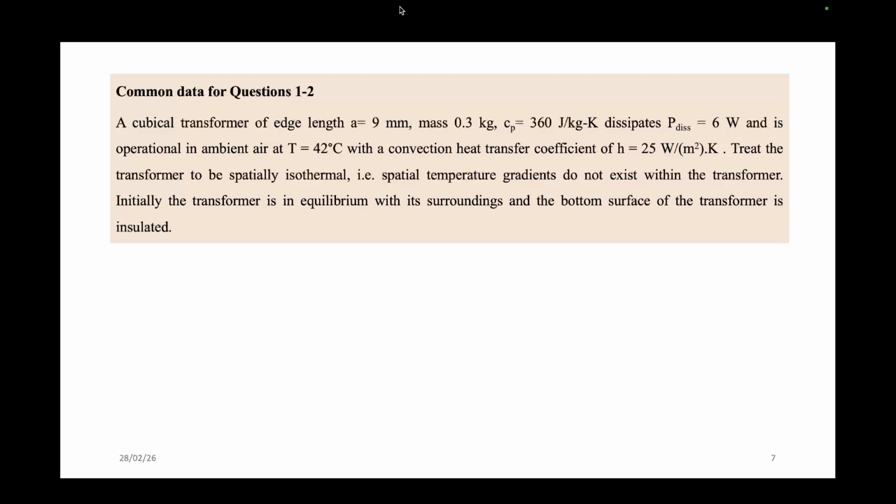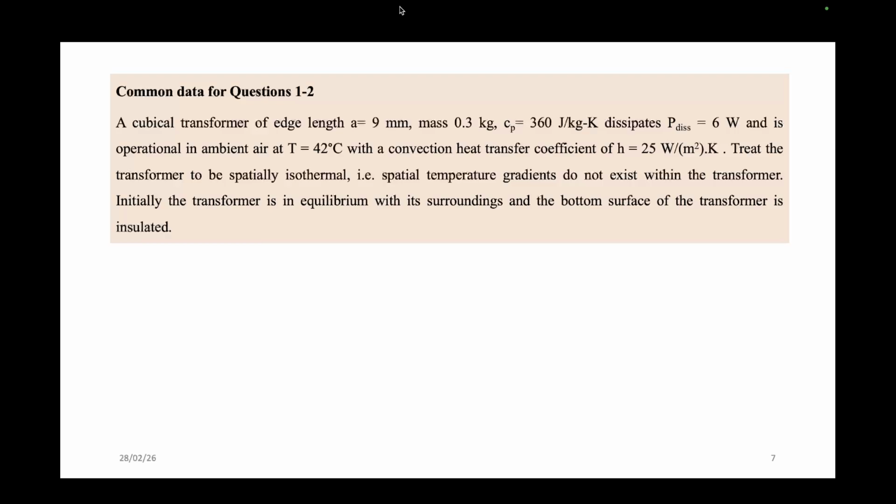What is it? It is given a cuboidal transformer of edge length a equal to 9 mm, and mass is given, Cp is given, heat dissipation is given as 6 kilowatt, 6 watt, sorry. And the ambient air temperature is given as 43, h is given. So many things are already given. So it's a simple question, right?